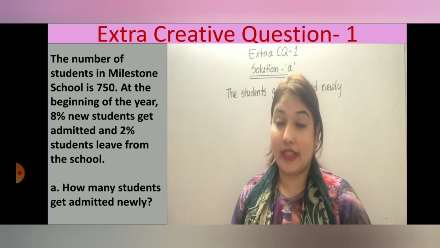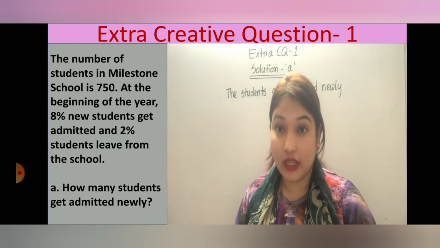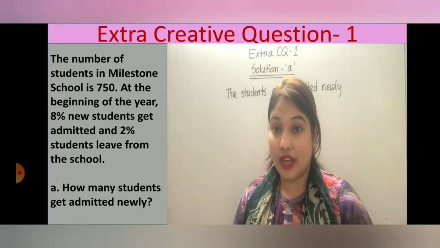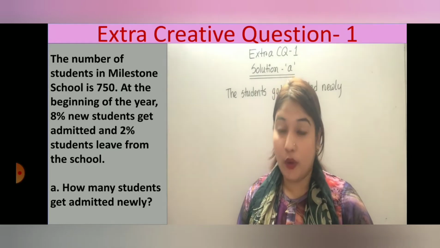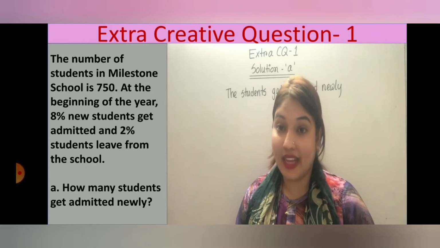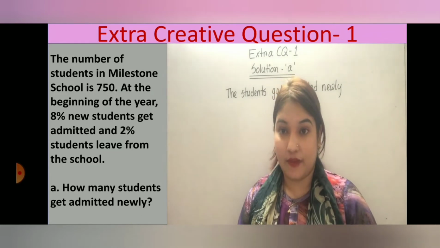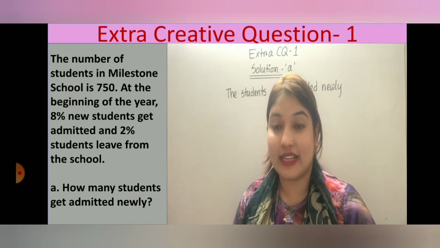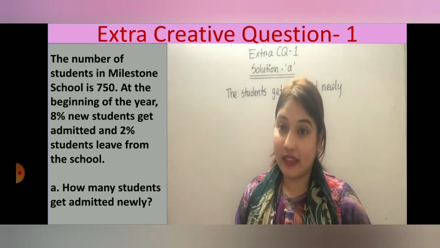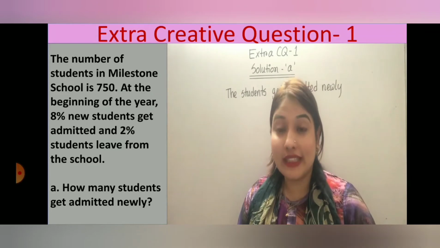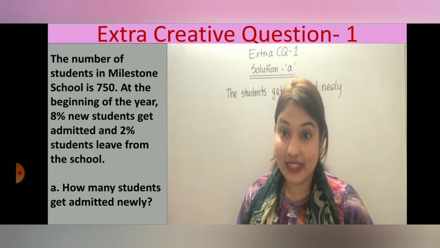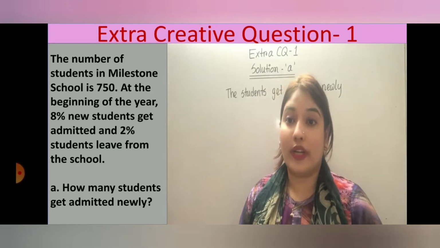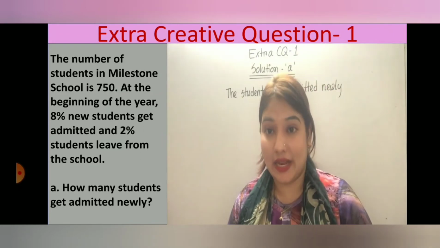In the A-type question, what do they ask for? What is the number of newly admitted students? Here you have to find it by following the stem. In the stem two things are given. One is the total number of students, that is 750. And another thing given is the percentage of newly admitted students, that is 8%. From there, we will find out the number of students admitted newly.